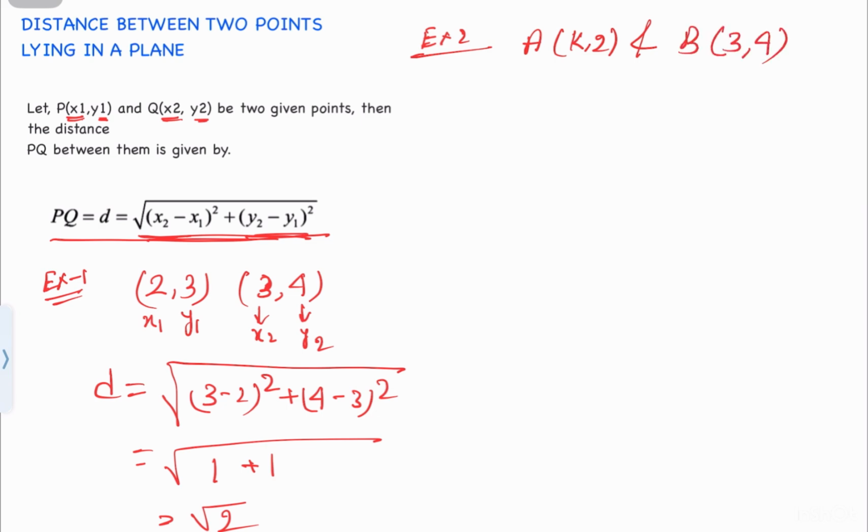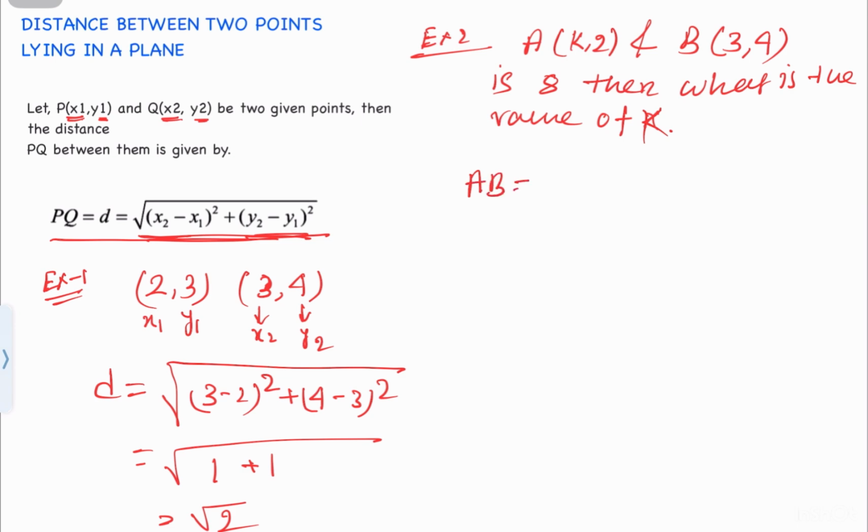Okay, if the distance between A and B is 8, then what is the value of k? Try to solve. So first, find the distance between A and B. Assume the AB distance equals D.